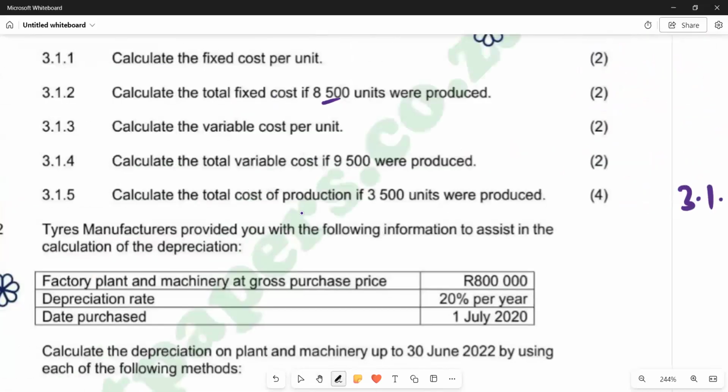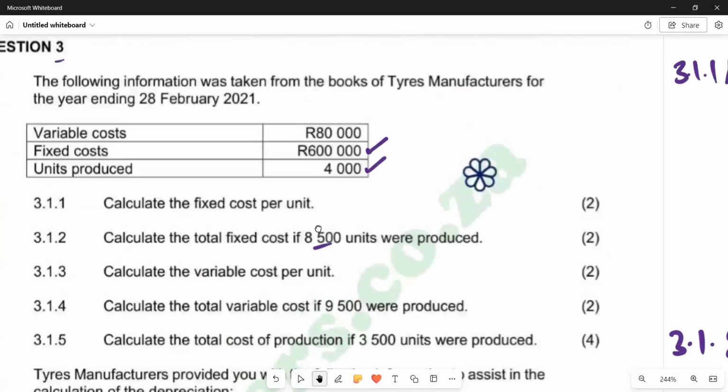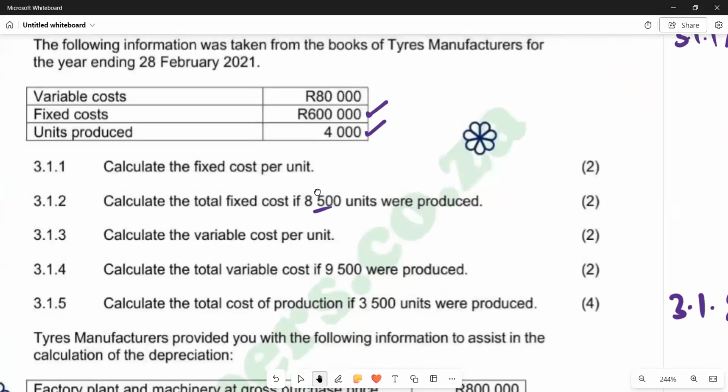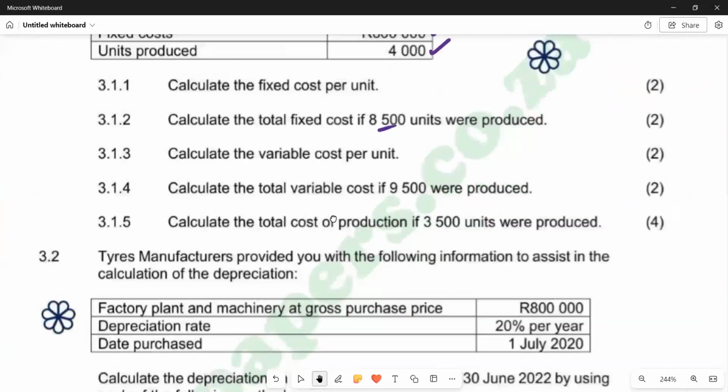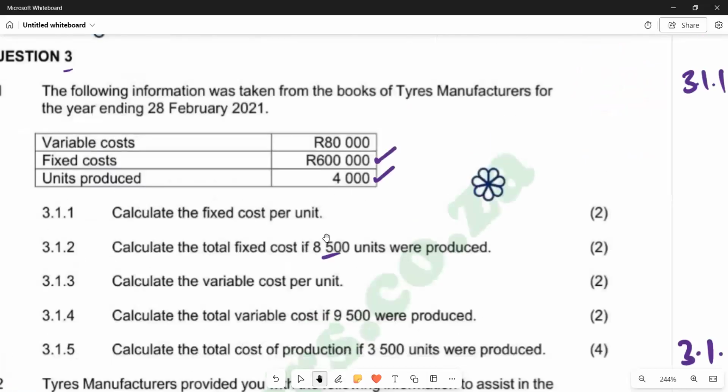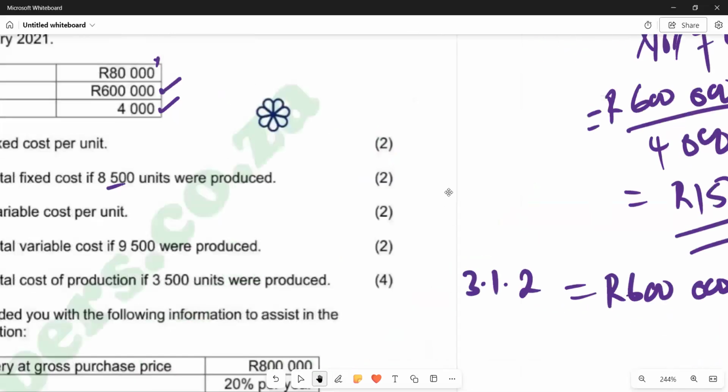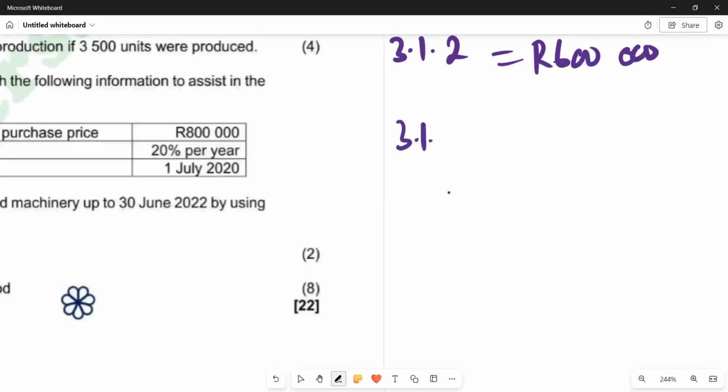The next one asks us to calculate the variable cost per unit. For variable cost per unit, we are going to say total variable cost over total number of units. The total variable cost is given as 80,000, and units produced are 4,000. So basically, we're going to say 80,000 divided by 4,000. So 3.1.3, we are just calculating average variable cost.